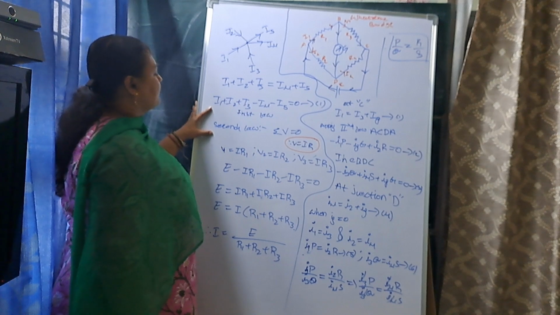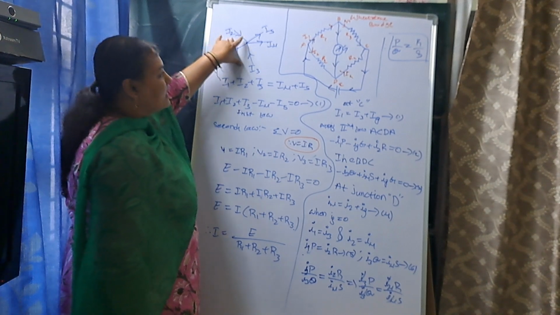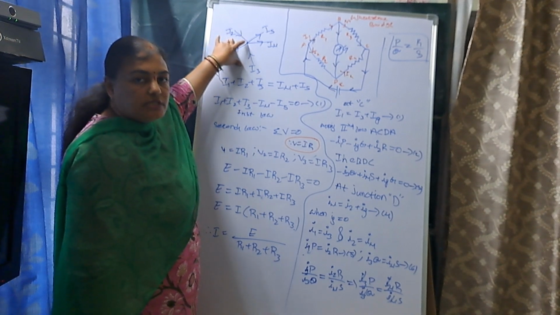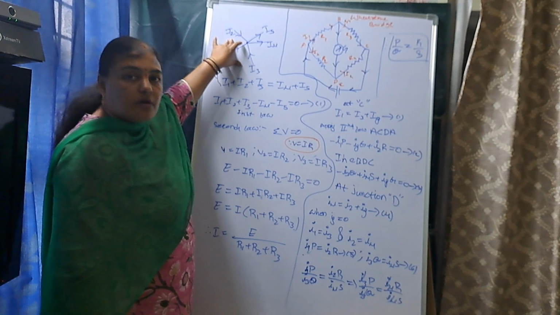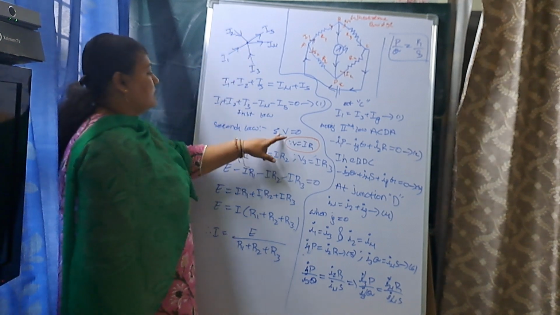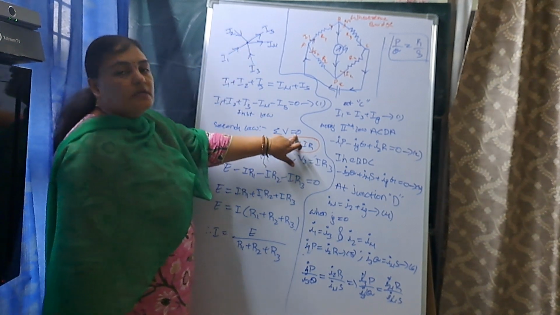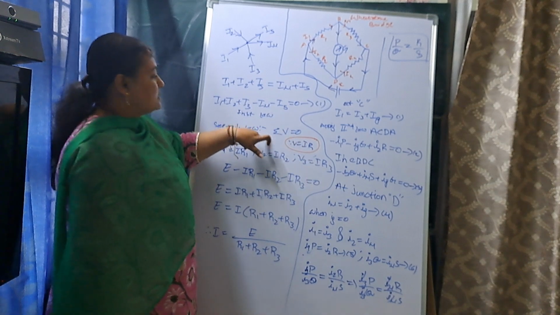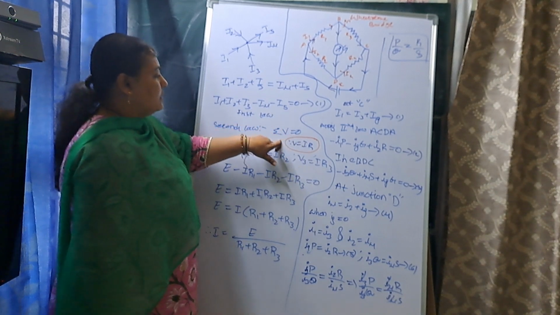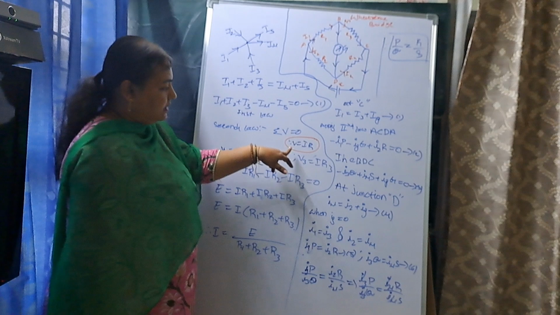Next, second law. Second law tells us that for the current passing through the junction, the sum of voltages should be equal to 0. That is sigma V equal to 0. But we know V is nothing but, as per Ohm's law, V equal to IR.